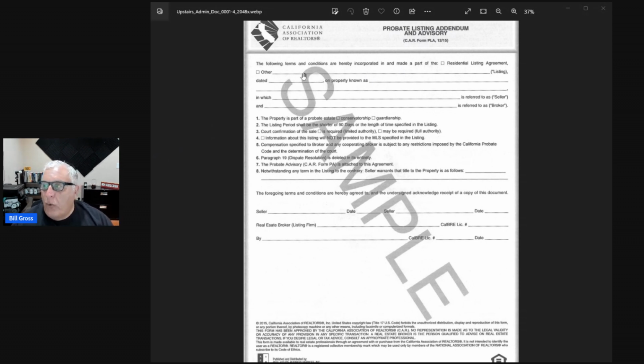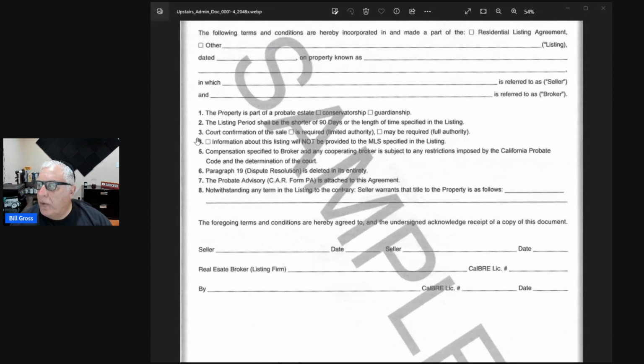In this form, you are basically saying that the listing agreement is addended as follows. If you look closely at number 3, this is a sample form, I'd rather bring up a customer's form. Court confirmation of sale, there's a blank. A box is required, so that's called limited authority, where it has to go to court for sale. Or notice the verbiage, may be required. You might say, well, no, it's not required. Why is it may be required? Full authority, doesn't make sense.